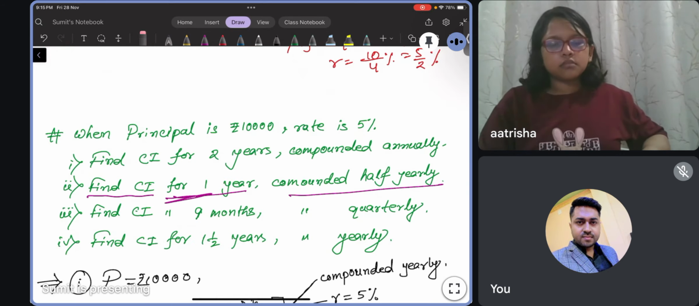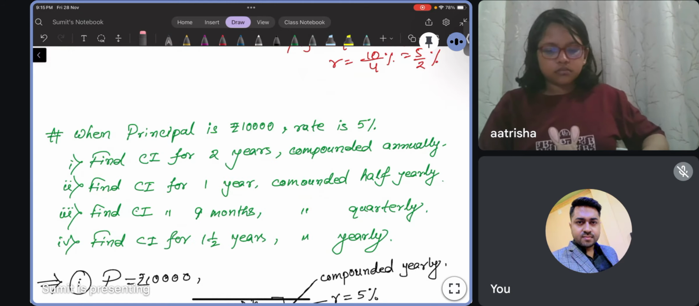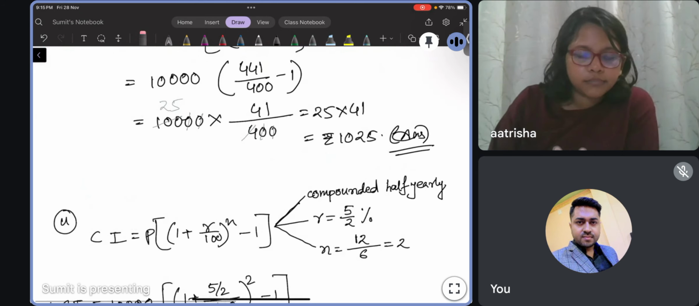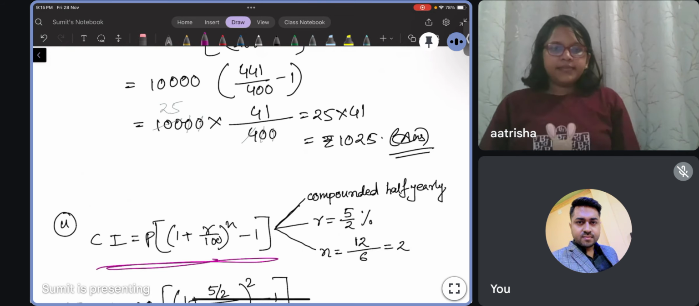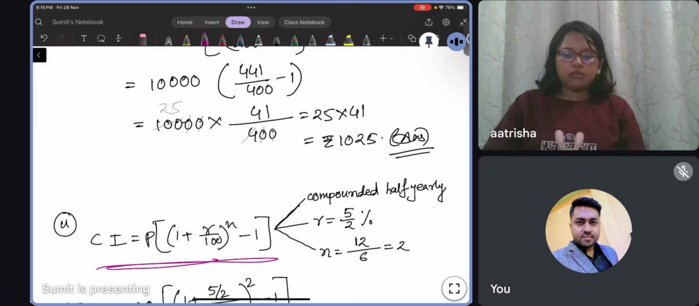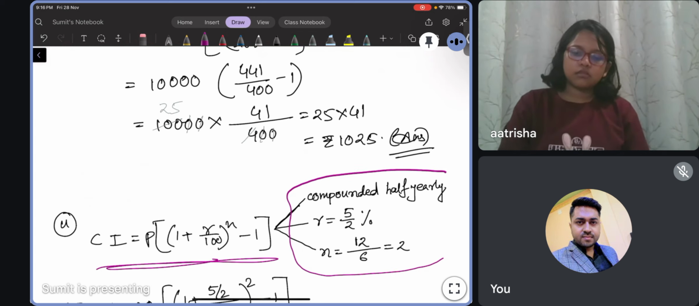So how will you do it? To find CI, I will apply the CI formula again as it is. See over here, I have written the CI formula as it is, the way I have told you right now: CI equals P into within third bracket 1 plus R by 100 whole to the power n minus 1. Clear? Right now, on the right hand side, you have to write the information that you have to apply in the formula.